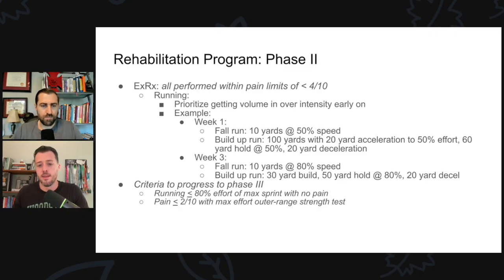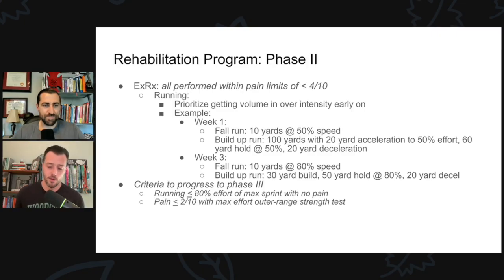By week 3, we're going to slow down or decrease the length of the top end speed, but increase the intensity. So that might be 50 yards at 80%. And I had 80% for this phase because the criteria to progress to phase 3, where we really start loading the hamstring a lot with our running, is when we get over 80% speed.